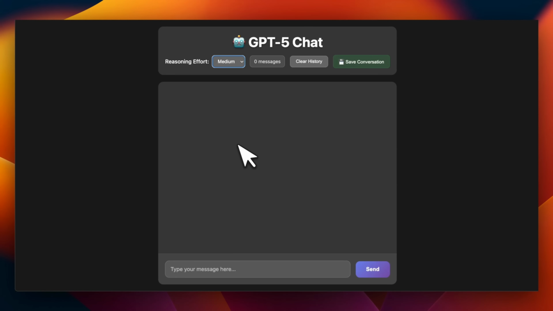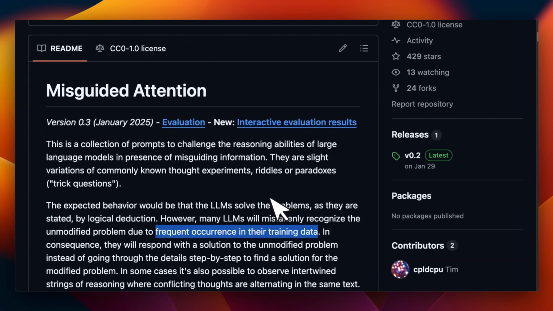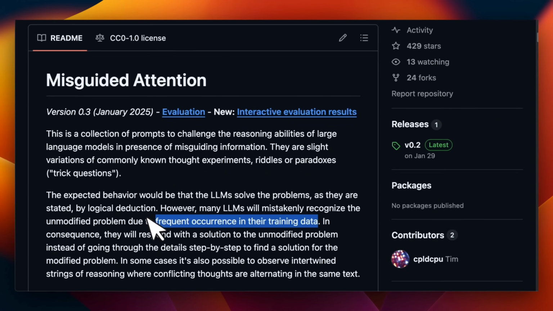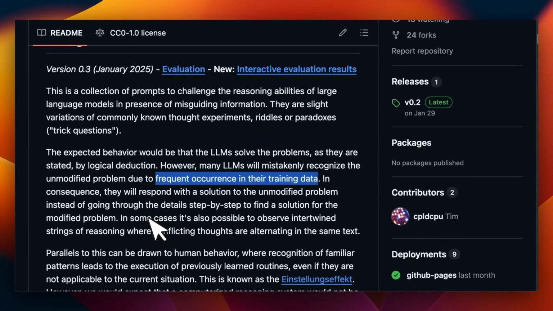Since this is supposed to be a reasoning model, I actually specifically wanted to test its reasoning capabilities. And for that, I usually use this misguided attention dataset. The idea here is very simple. If a model truly has reasoning capabilities, then it should be able to use logical deductions to reach a conclusion. Now, there are these well-known thought experiments, riddles, or paradoxes, which these models have seen a lot of times in their training data.